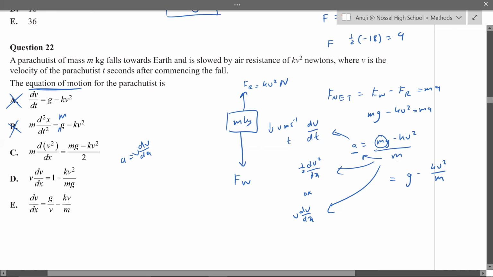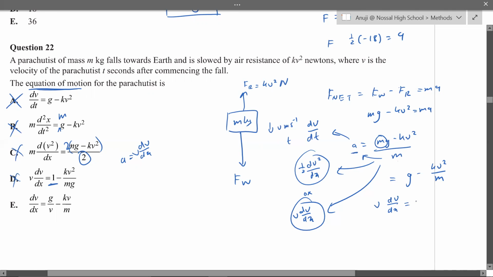C is trying to use this equation, but the 2 shouldn't be on the denominator. The 2 should be in the numerator, so it's not C. D is trying to use this equation, but it somehow has a 1, so it's not that one. And E is dv/dx, but it's missing a v.